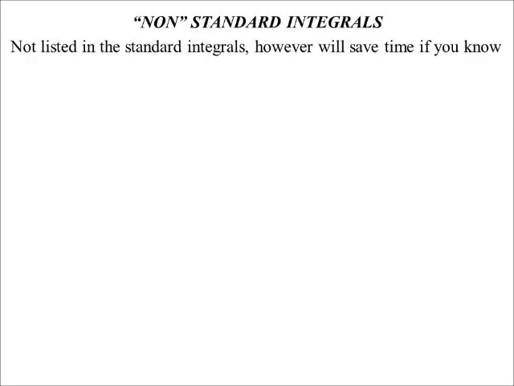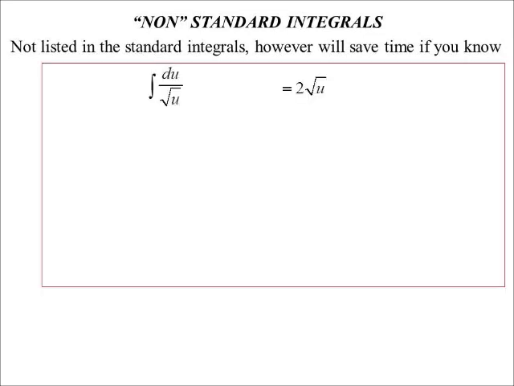Then there's what I call the non-standard integrals, ones that have come up a lot and they're just worth knowing to save yourself time. So things like that. If you see du on the square root of u, I know that's going to be 2 times the square root of u. It's a very common substitution we have where we just end up with the square root of u on the bottom. So that becomes just 2 root u. Another one we see a lot is when it's just u squared on the bottom. That would be minus 1 on u.